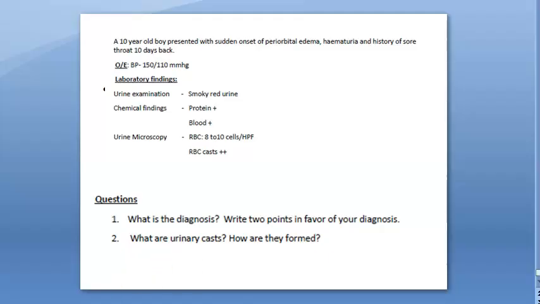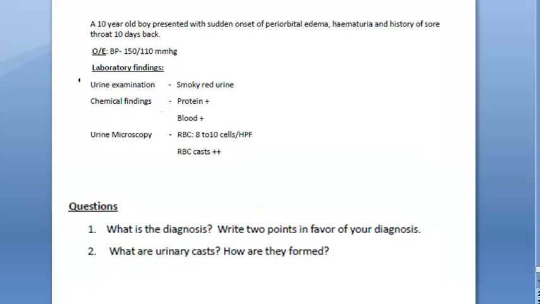People in this video, let us look at this case study. Again, it's a child. A 10-year-old boy presented with sudden onset of periorbital edema, hematuria. If hematuria is there and edema is there, what will it be? Nephritic syndrome, and a history of sore throat. Sore throat means some streptococcal infection can be. Now, the blood pressure is 150 by 110.